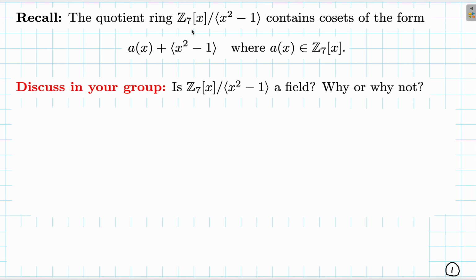In the previous lesson, we worked with the quotient ring Z7[x] mod the ideal ⟨x² − 1⟩, which contains cosets of the form a(x) + ⟨x² − 1⟩, where a(x) is a polynomial with coefficients in Z7. And here's our opening question. Is this quotient ring a field? Why or why not? So please pause the video and work on this problem, and we will go over it shortly.